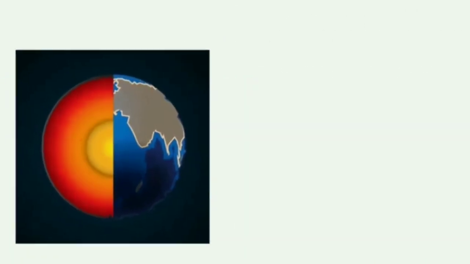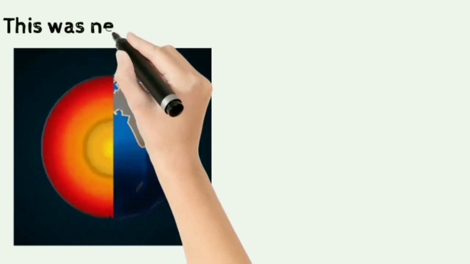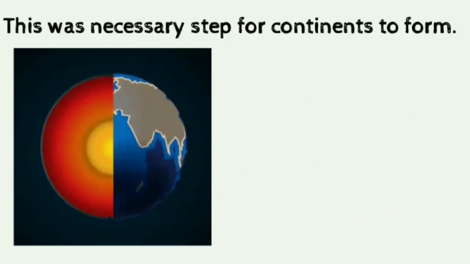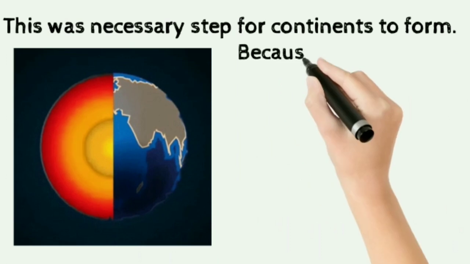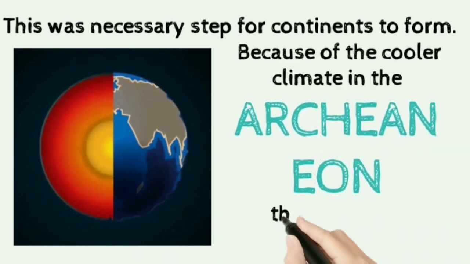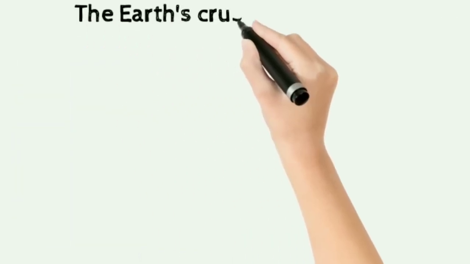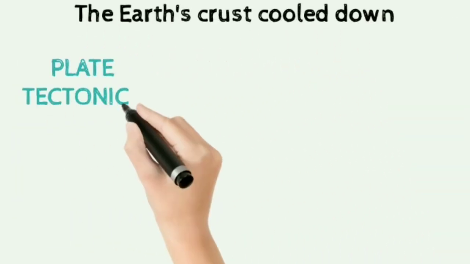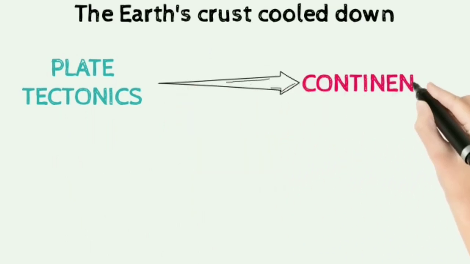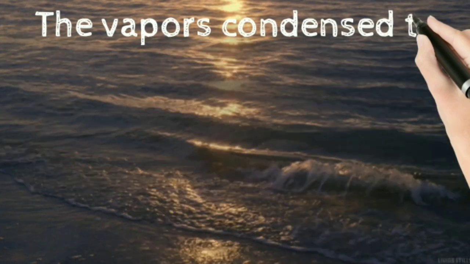After a long period, the Earth's climate began to stabilize. This was a necessary step for continents to form. Because of the cooler climate in the Archean Eon, the lithosphere became more stable. As the Earth's crust cooled down, plate tectonics led to the formation of continents and water basins. The vapors condensed to form oceans.